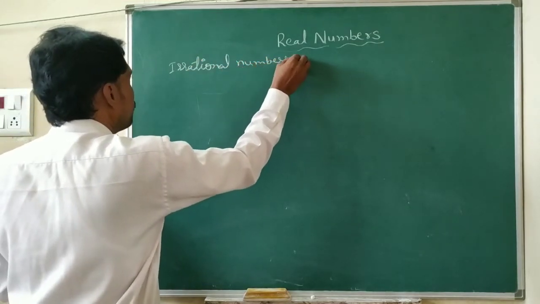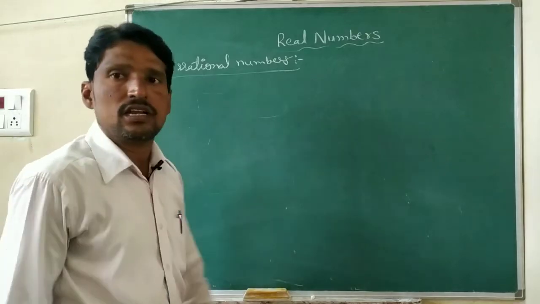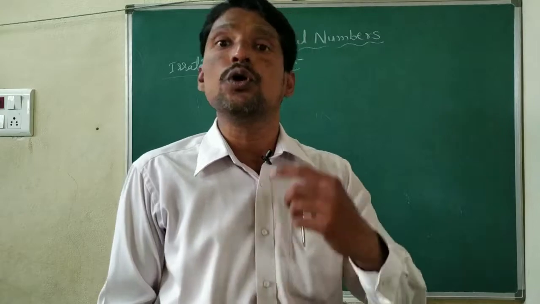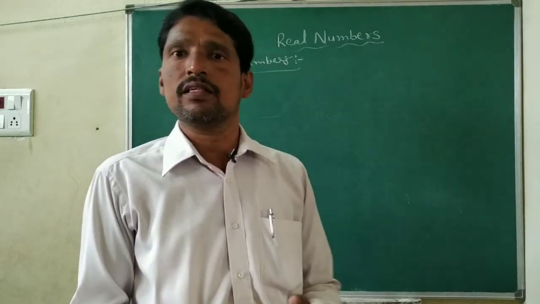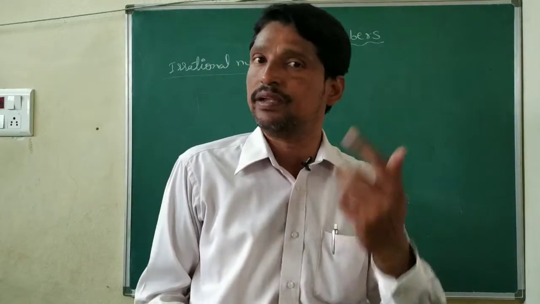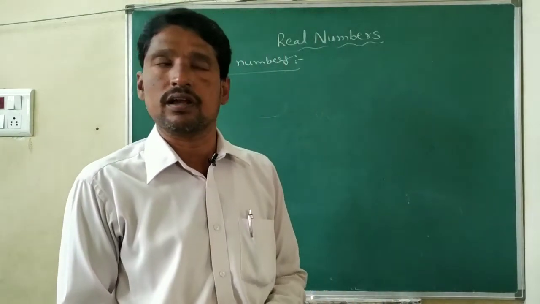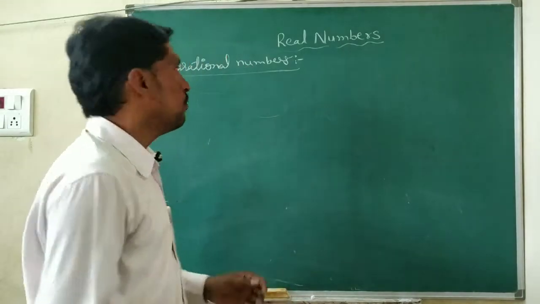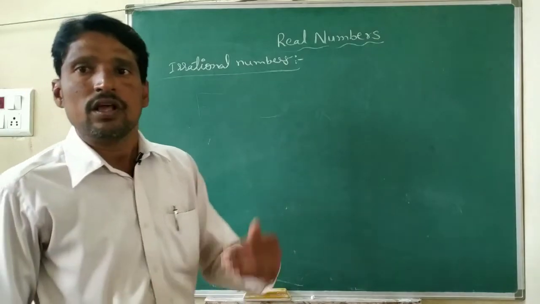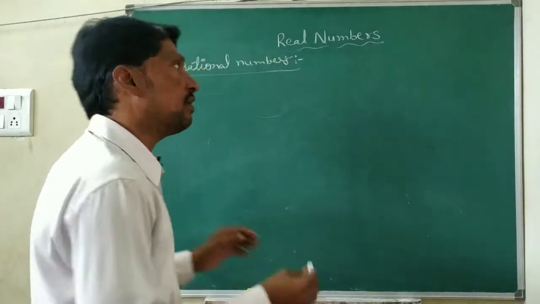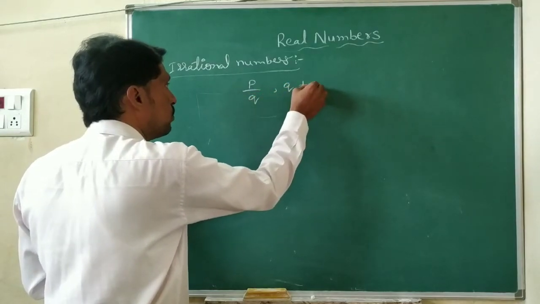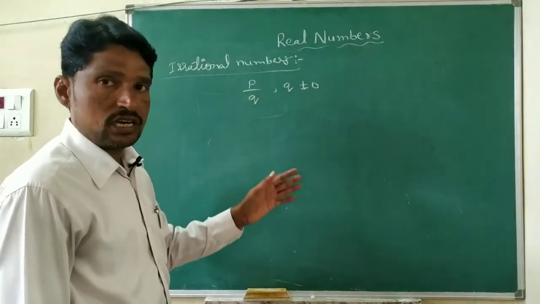Irrational numbers. So what are irrational numbers? The numbers which we cannot write in the form of p by q, q not equal to 0. Otherwise, non-terminating and non-repeating decimals are called irrational numbers. For example, once again repeating the irrational numbers: the numbers which we cannot write in the form of p by q, and q not equal to 0, are called irrational numbers.